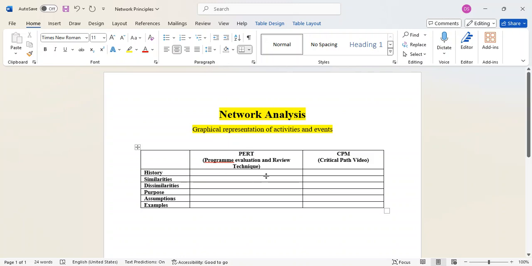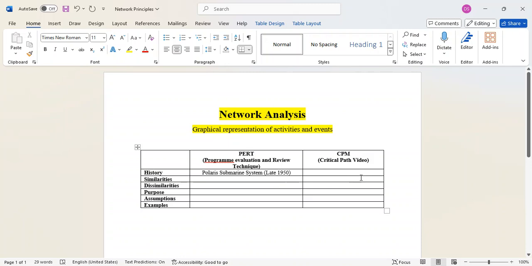Many examinations ask about the history, where PERT came into the mind of the researcher. The concept of PERT came in the Polaris submarine system in late 1950. This is the time period when the PERT concept came into the picture.